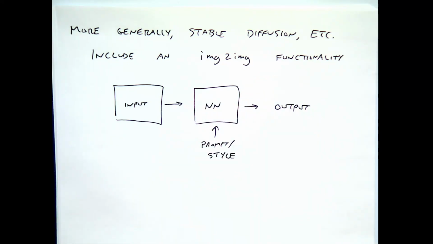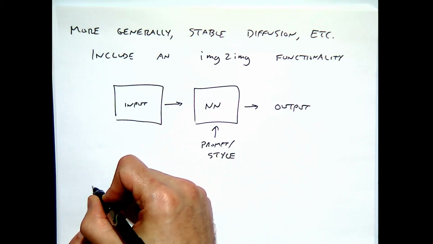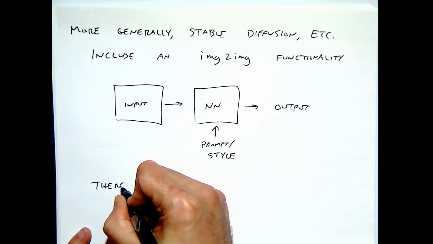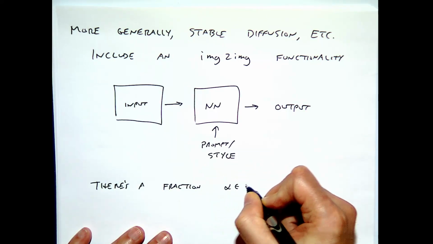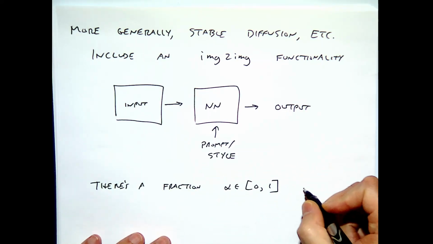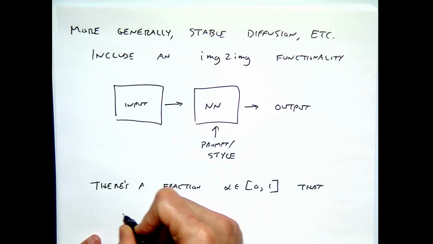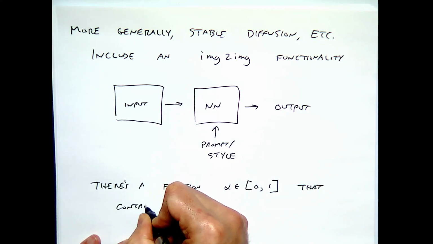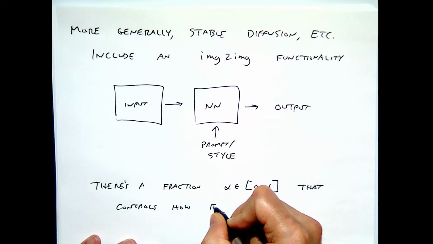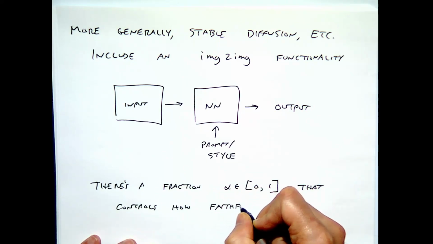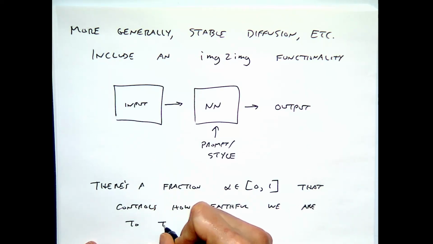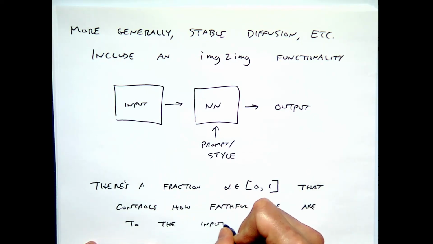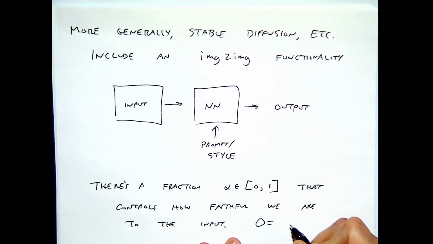And so the general idea is that we have a fraction, called alpha, in the range of 0 to 1 that controls how faithful we are to the input. For example, 0 basically means we're most faithful.